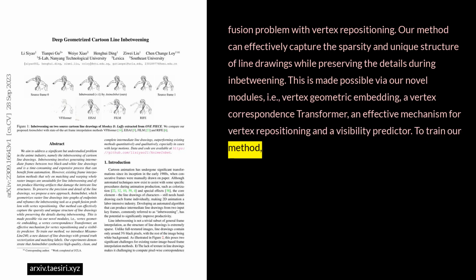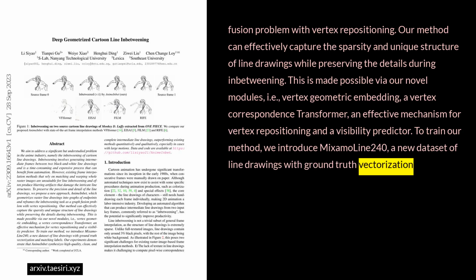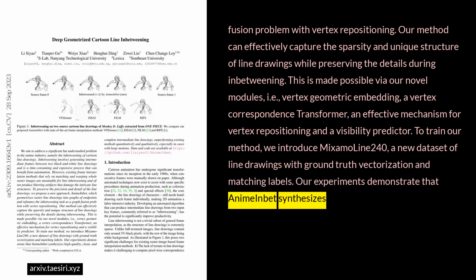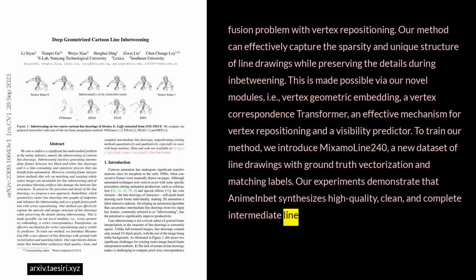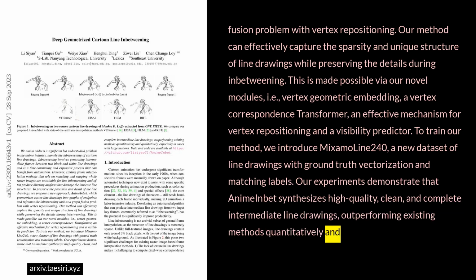To train our method, we introduce MixamoLine240, a new dataset of line drawings with ground truth vectorization and matching labels. Our experiments demonstrate that our method synthesizes high-quality, clean and complete intermediate line drawings, outperforming existing methods quantitatively and qualitatively, especially in cases with large motions. Data and code are available at the project's website.